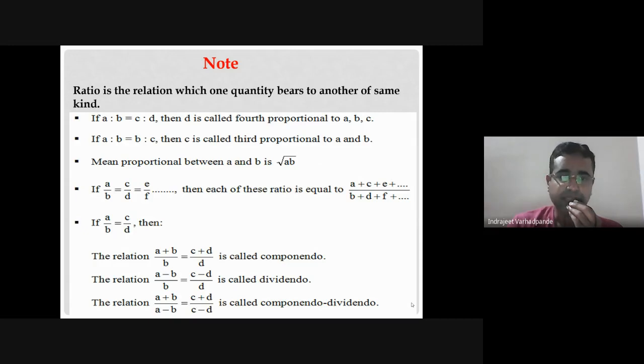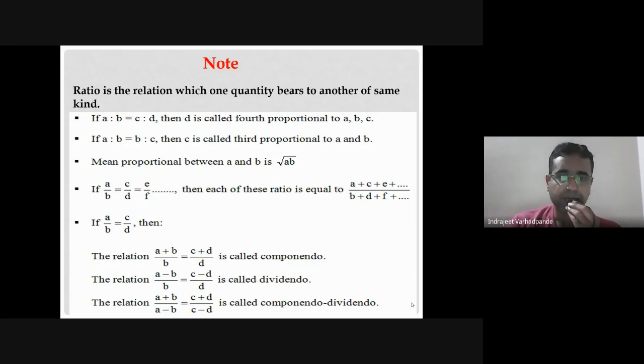Second point: if A is to B is equal to B is to C, then C is called the third proportional to A and B. Mean proportional is calculated by taking the product and then the square root of that. So if I have to calculate the mean proportional of A and B, it will be given by the square root of the product of A and B.